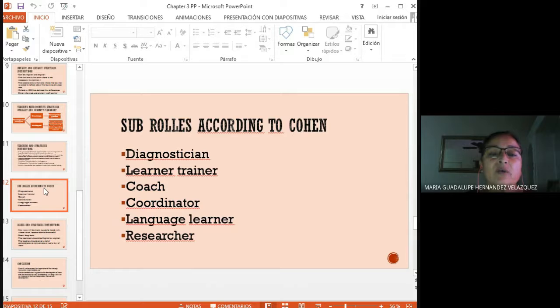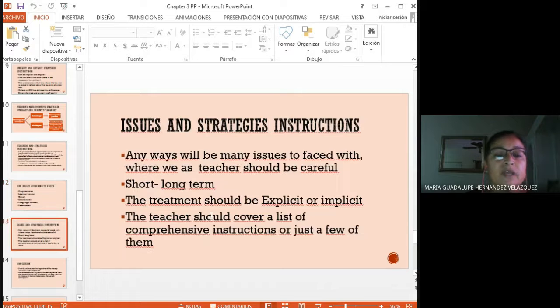Sub roles, according to Cohen: diagnostician, learner trainer, coach, coordinator, language learner, and researcher. Issues in strategy instructions. There will be many issues to face, where we as teachers should be careful about whether it is going to be short or long term, whether the treatment should be explicit or implicit, and whether teachers should cover a comprehensive list of instructions or just a few of them.